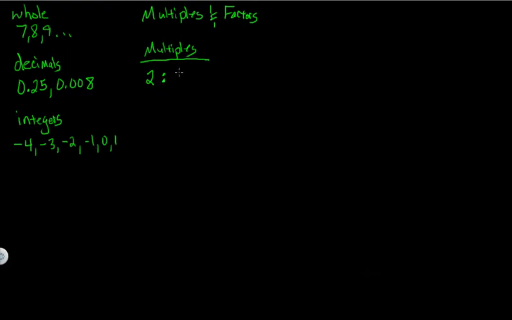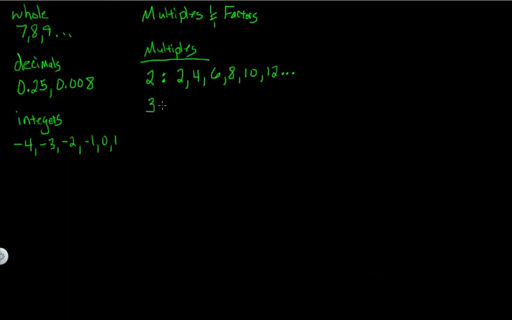integers. So 2 times 1 is 2. 2 times 2 is 4. 2 times 3 is 6. 2 times 4 is 8. So basically we're counting by 2's. Right? So 2, 4, 6, 8, 10, 12, so on and so forth. These are the multiples of 2.